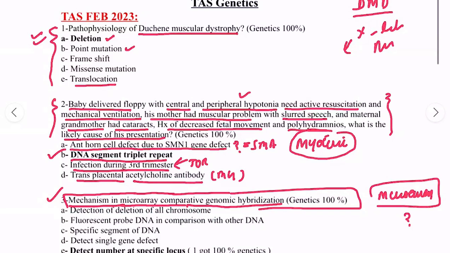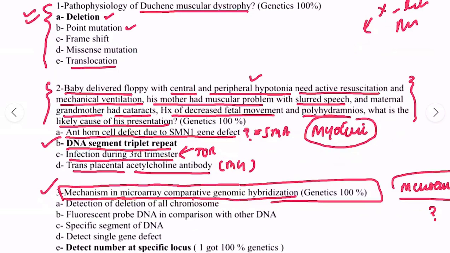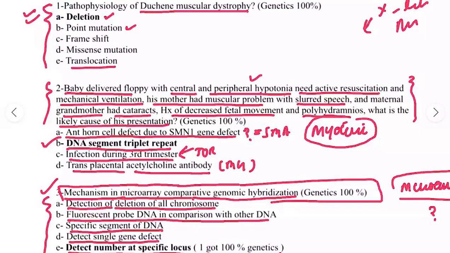Okay, let me first tell you. They are saying it is going to detect the deletion of all chromosomes. It is fluorescent probe DNA in comparison with other DNA. A specific segment of the DNA detects a single gene defect, detects number at a specific locus. Any idea about all these? FISH is the fluorescence. Here also we use a fluorescence probe.